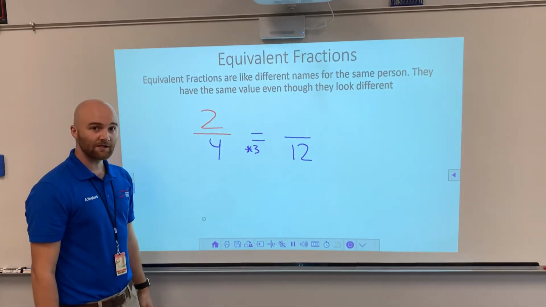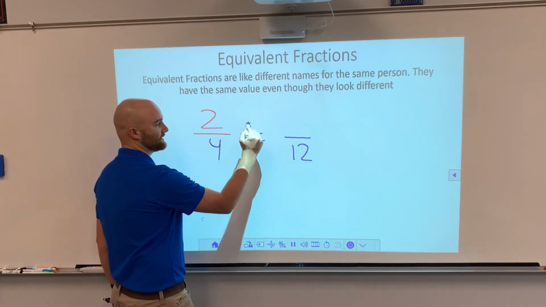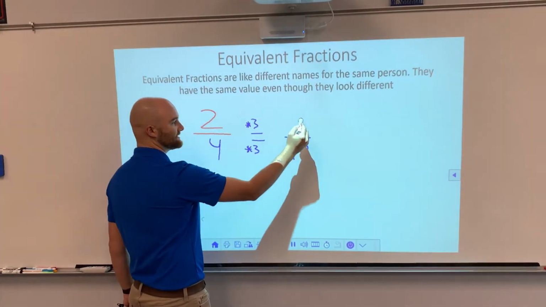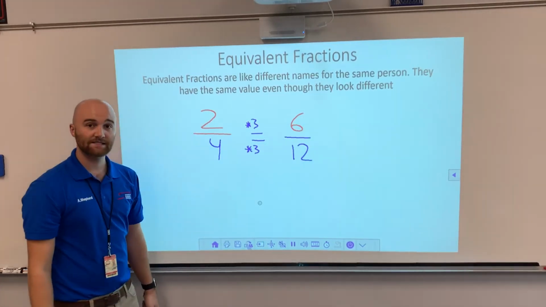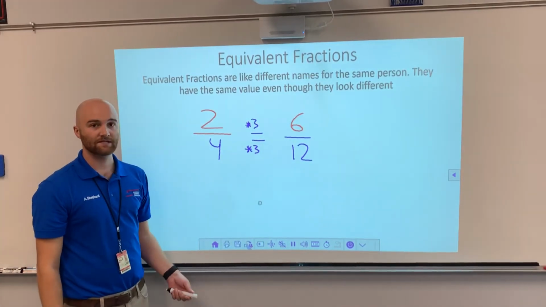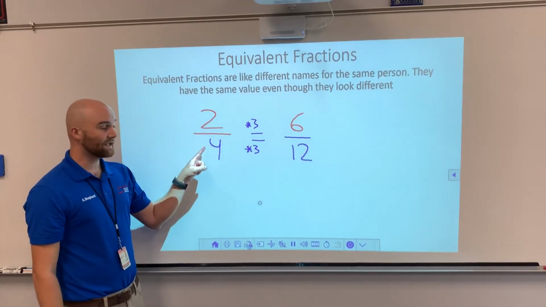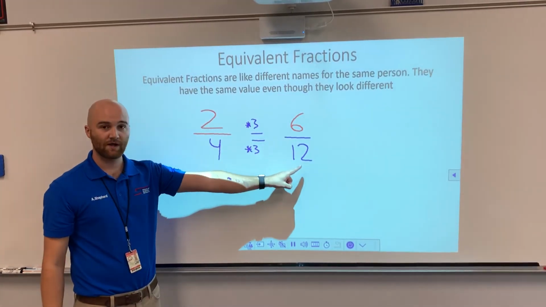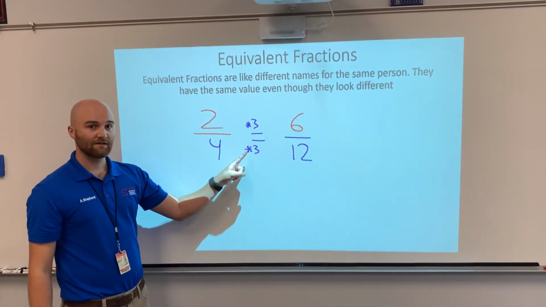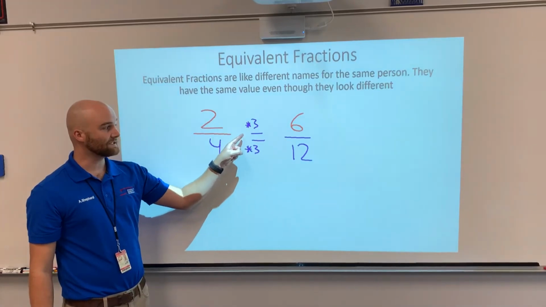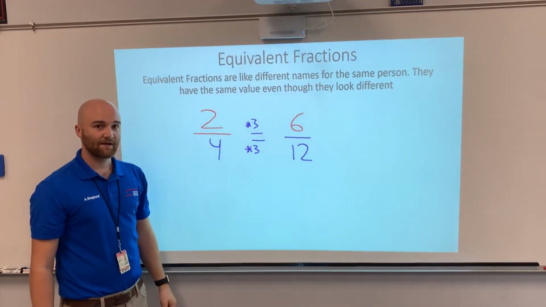In order to keep them equal, I have to do the same thing on the top. 2 times 3 gives us 6. So that means that 2/4 is the same thing as 6/12. All I did is I said, what can I do to this 4 to make it into a 12? I can multiply by 3. If I can multiply by 3 on the bottom, then in order to keep them equal, because they're equivalent fractions, I have to multiply by 3 on the top.